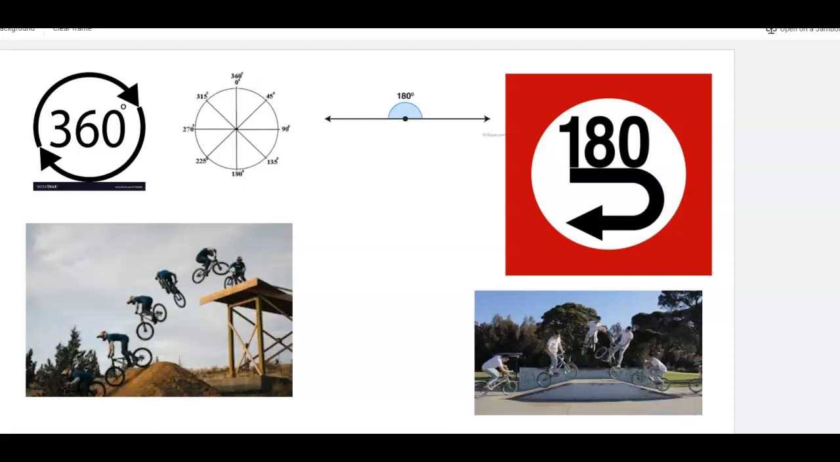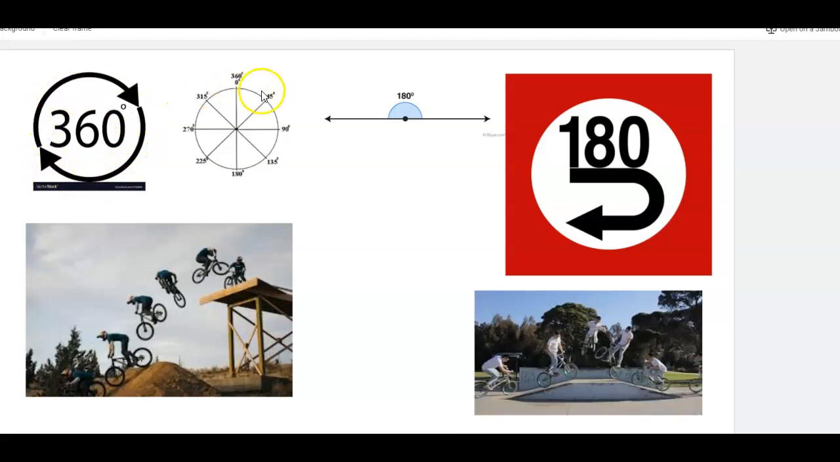So to start us off, the two most important angles that you need to understand are a 360-degree angle and then 180 degrees. Now, these are useful because this is the greatest angle you can have, and this is about halfway. All right, and we hear this word 360 all the time. When someone does a dunk in basketball, they might do a 360, or you can see this bike rider, he's doing a 360.